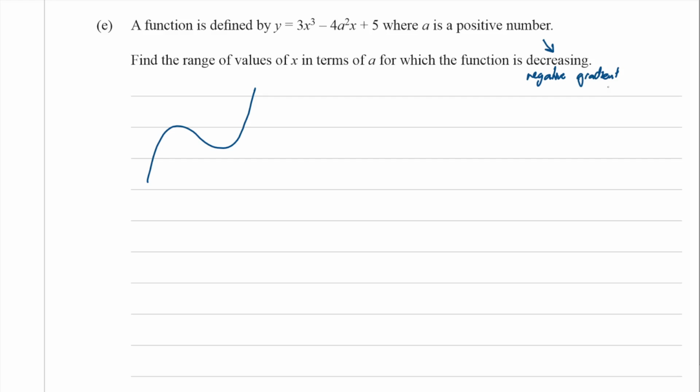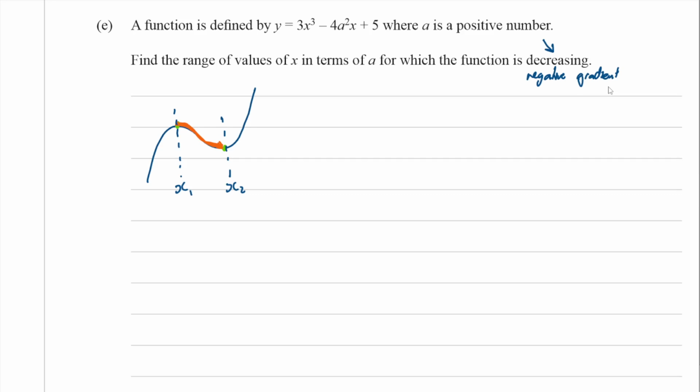Now just looking at that, we know it is decreasing, maybe I'll use red for decreasing, between the two turning points. Right, that red section there. So if we can find the x values of the min and max point, we know that between those two values, this function is decreasing.